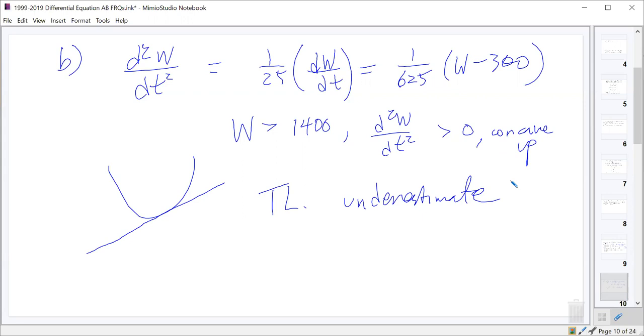And make sure you write that out. A tangent line is an underestimate because the function is concave up. And give a reason why the function is concave up. You need to say that it's concave up because the second derivative is positive for all w values greater than 1400, which is what we've got.